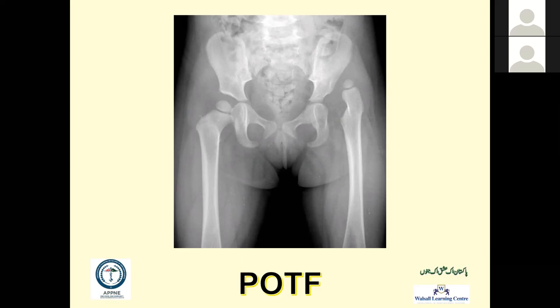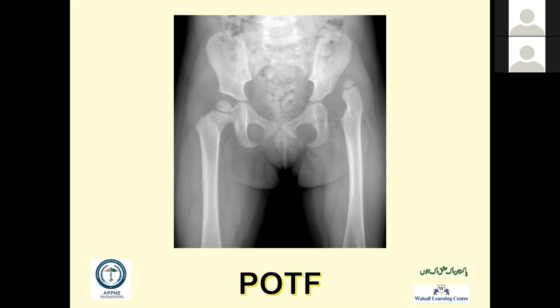Yes, sir. Okay, so what will you do with this child who's now between 8 and 10 years old, and you've missed his dysplastic hip as a child? Sir, I would like to counsel the parents first for surgical correction and the risk of recurrence. I would like to do the adductor tenotomy and reduce the femoral head.